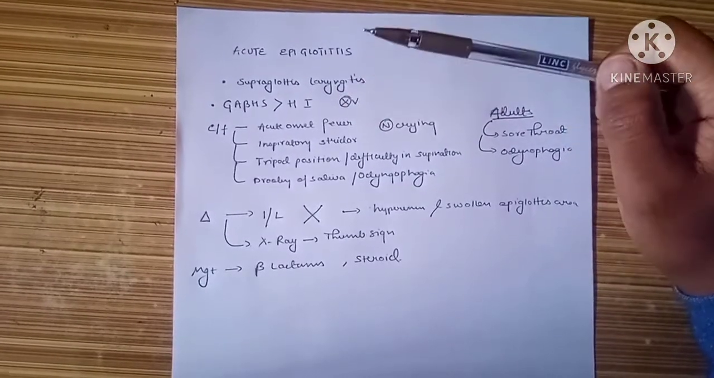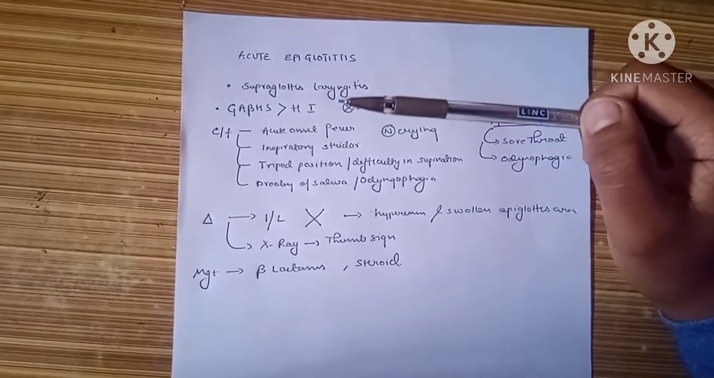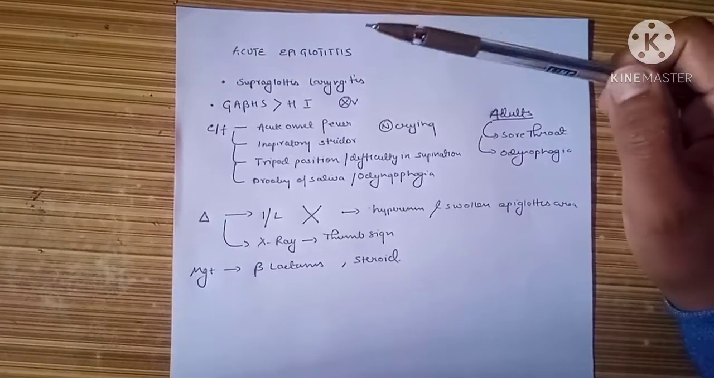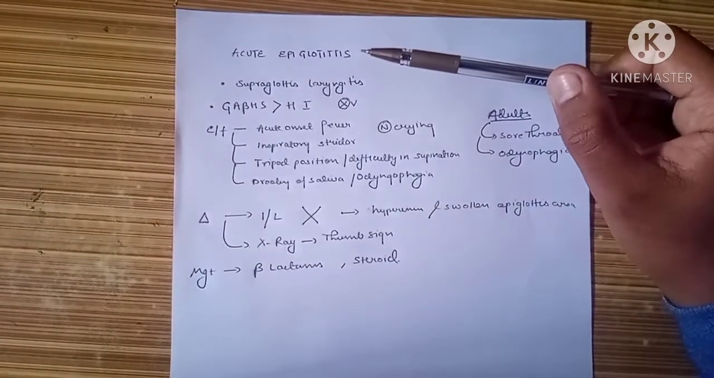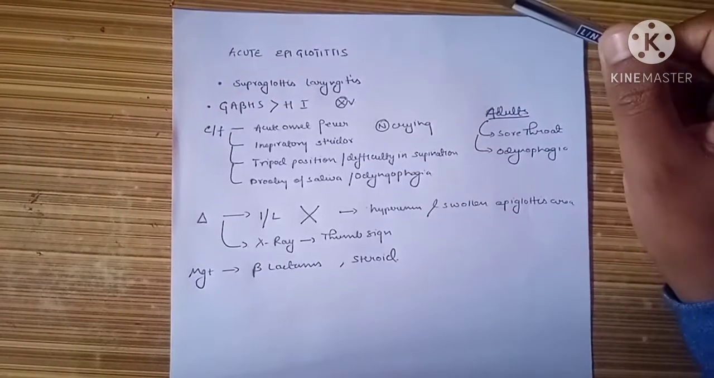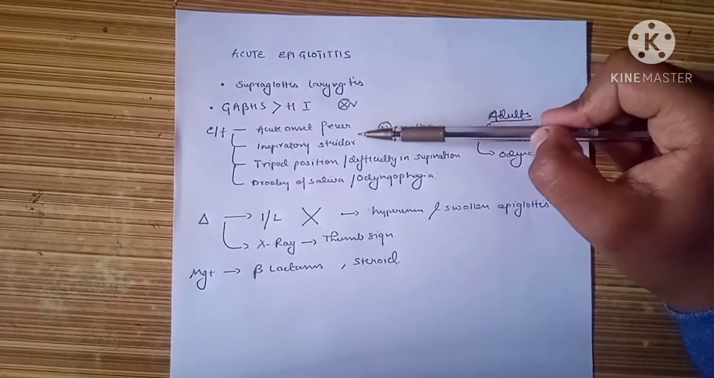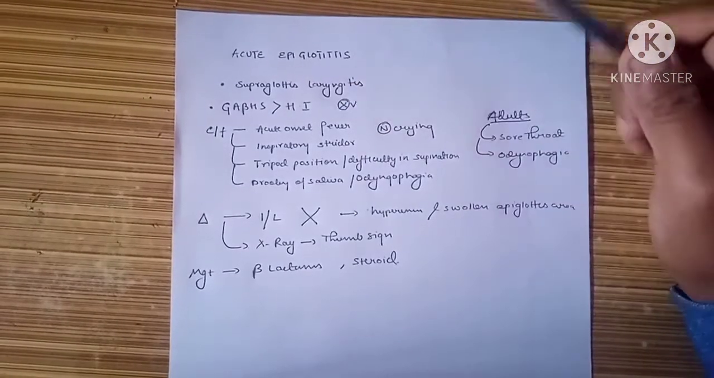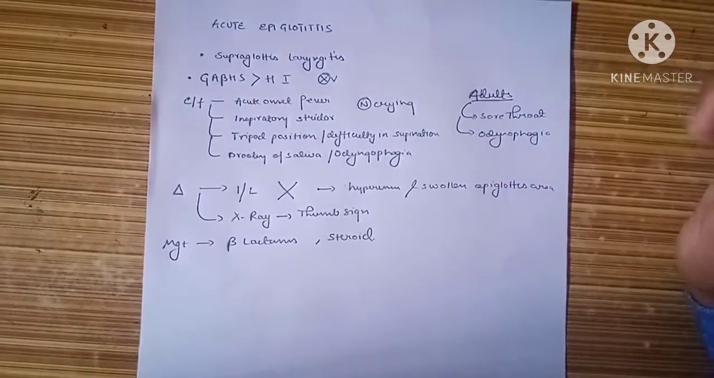Okay, and clinical features in a child. If a child gets epiglottitis, there will be acute onset of fever. Other constitutional symptoms like increased pulse, anxiety, and restlessness, and there will be characteristic inspiratory stridor due to involvement of the supraglottic part.